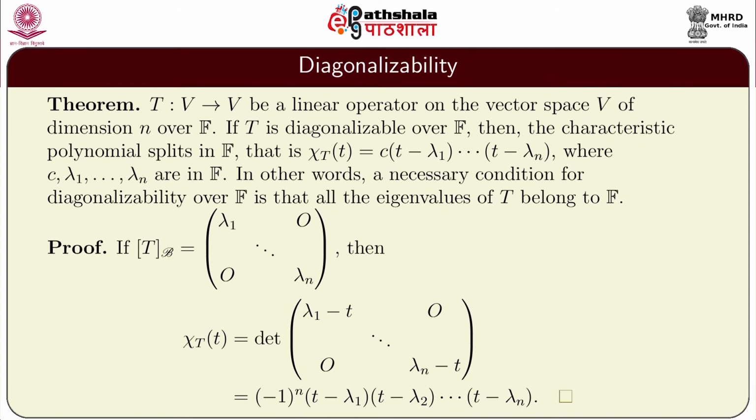So, we see that the characteristic polynomial of the operator T, which is chi T, we know that that is a polynomial of degree n, and here we see that under the condition of diagonalizability of the operator T, the characteristic polynomial factors into linear factors over the field F, and this is what is called splitting, or we say that the characteristic polynomial splits in the field F. This gives us a necessary criterion for diagonalizability.